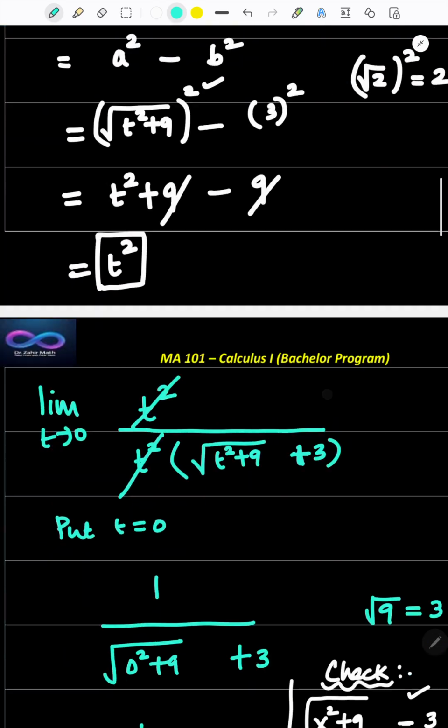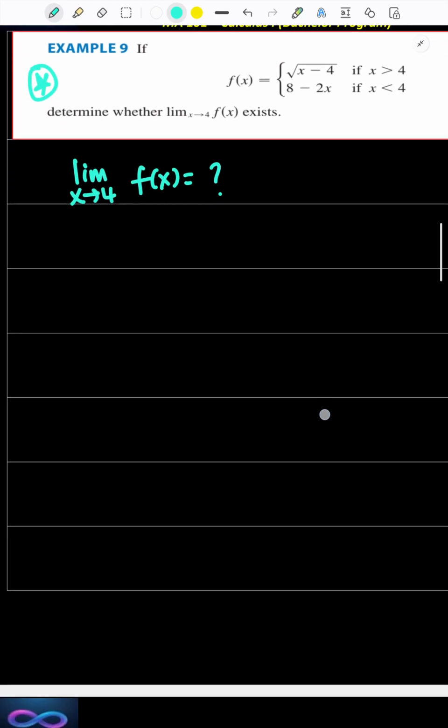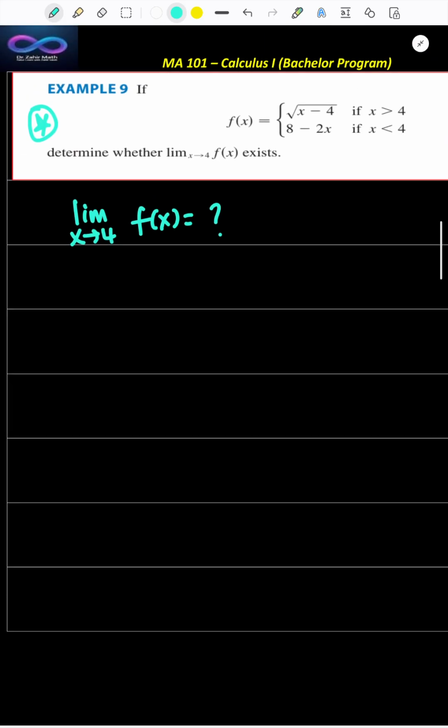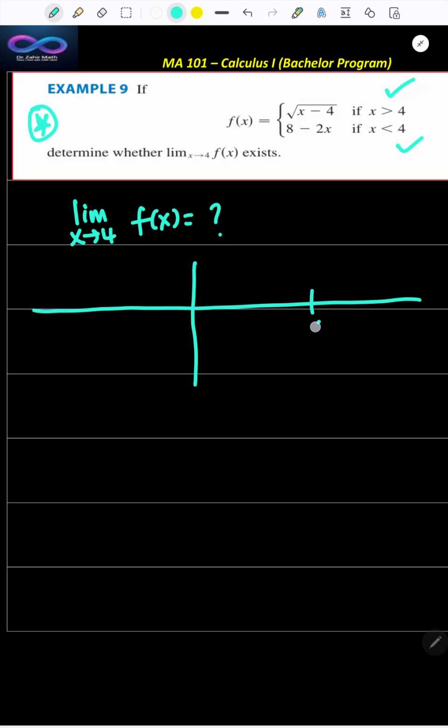But now the situation is totally different. You see here, you have two functions. One function is for x more than or equal to 4, and the other function is for x less than 4. Now look here, there is a point x is equal to 4, right? For x more than 4, this side you have square root of x minus 4. For x less than 4, this side you have 8 minus 2x. So they are asking limit x tends to 4.